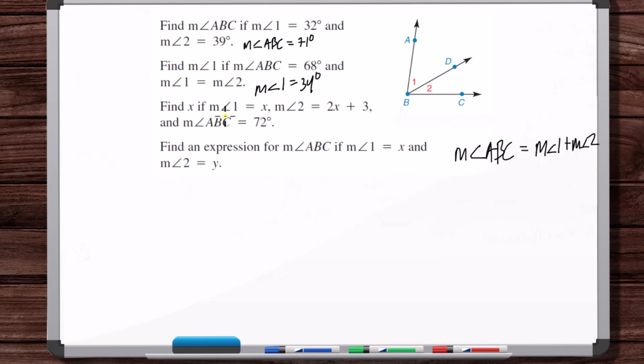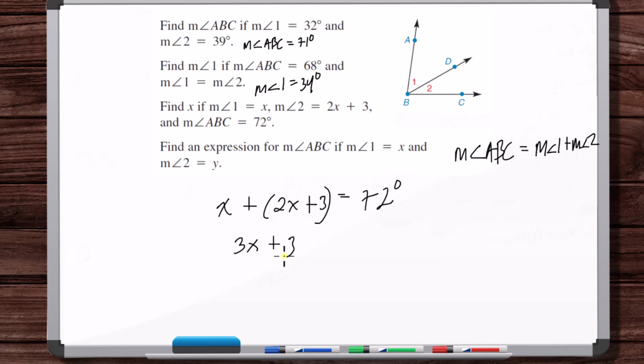Find x if the measure of angle 1 is equal to x, the measure of angle 2 is equal to 2x plus 3, and the measure of angle ABC is equal to 72 degrees. Let's just use this relation here. Angle 1 is x, angle 2 is 2x plus 3, and ABC is 72. So now let's just solve for x.